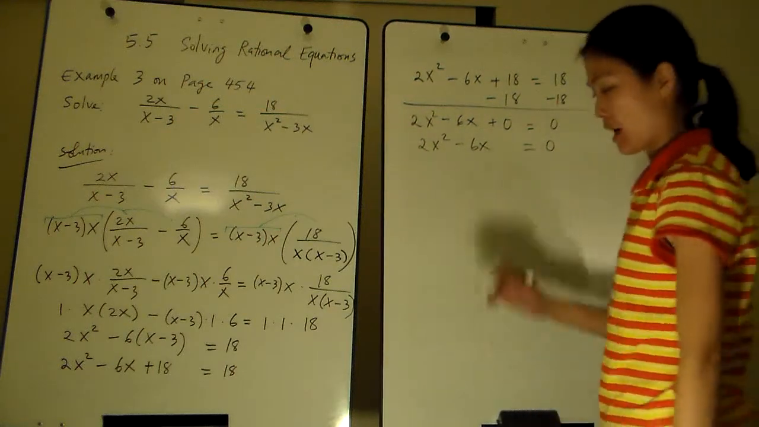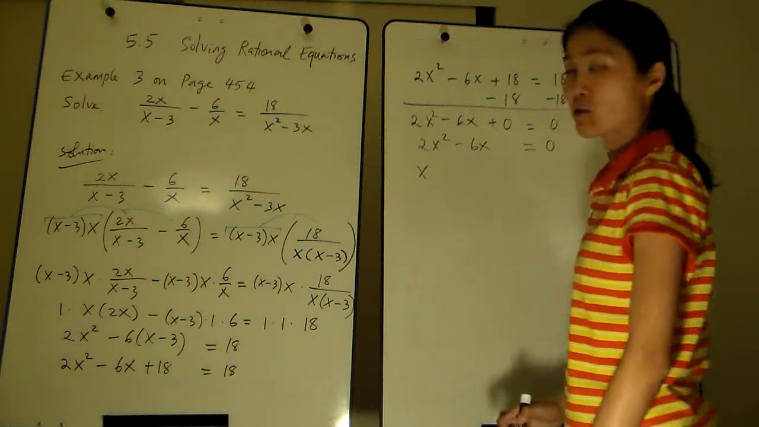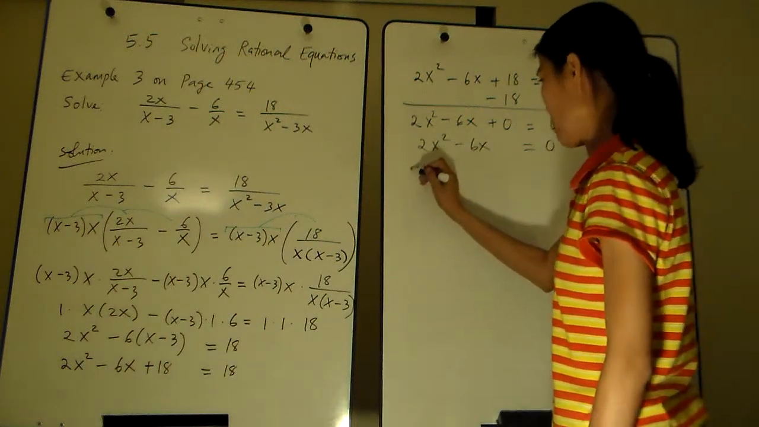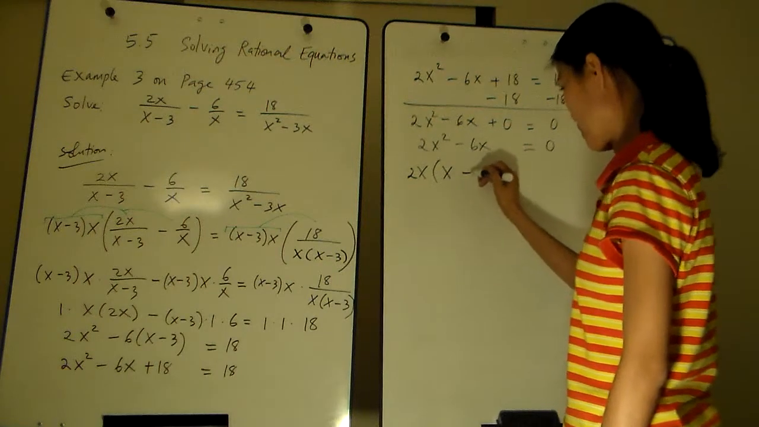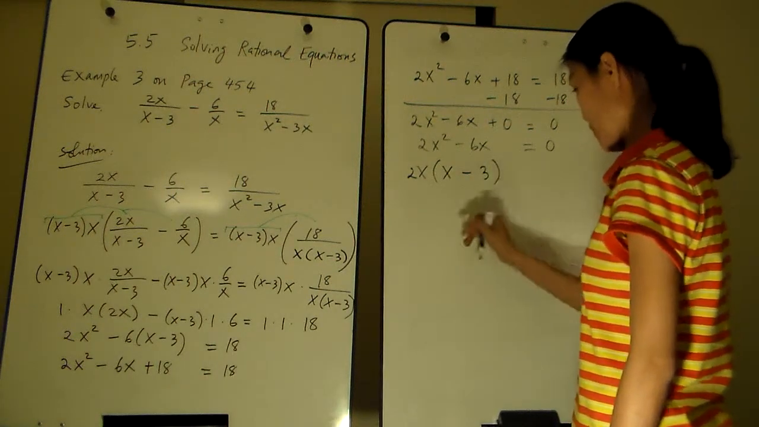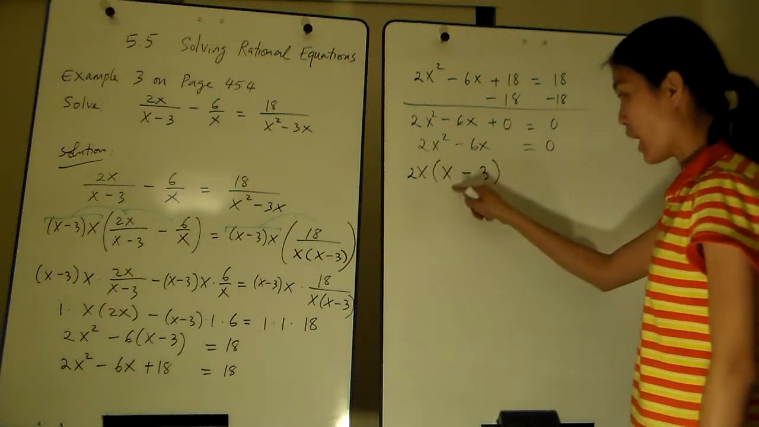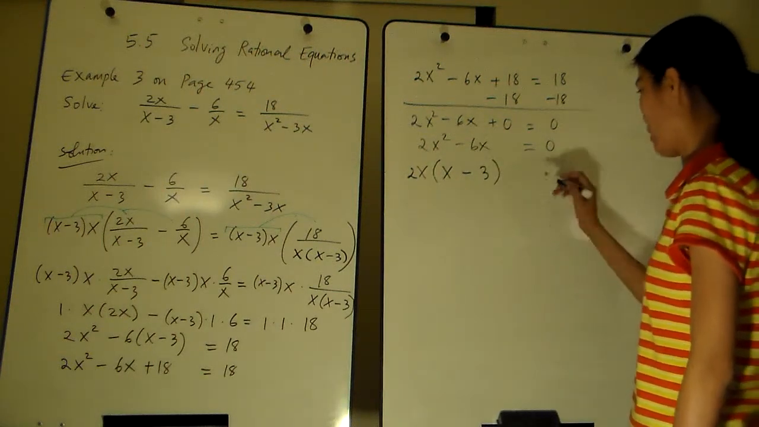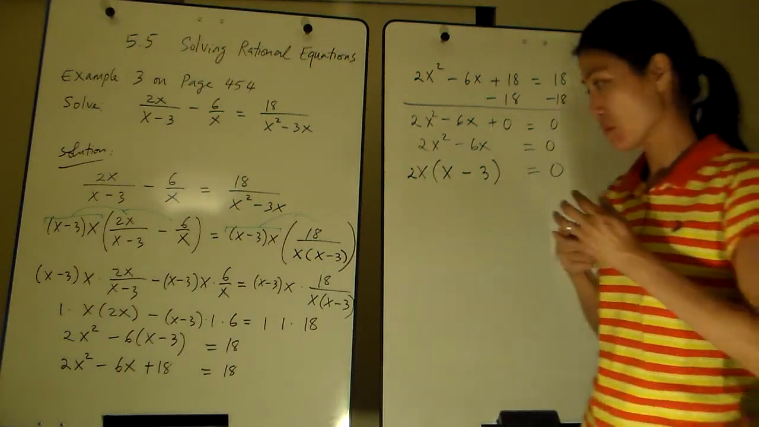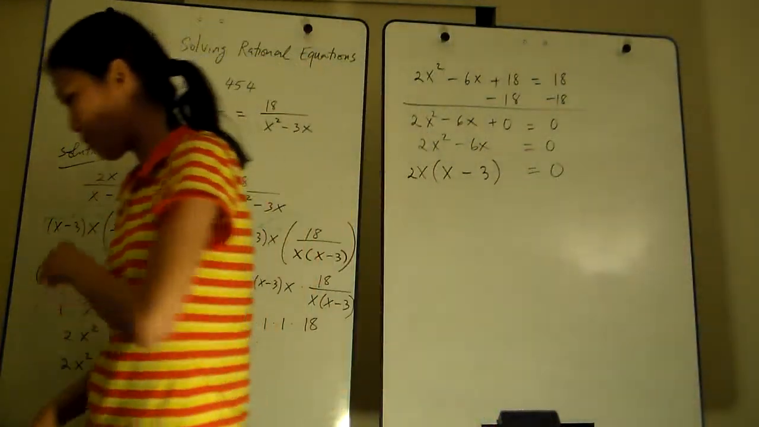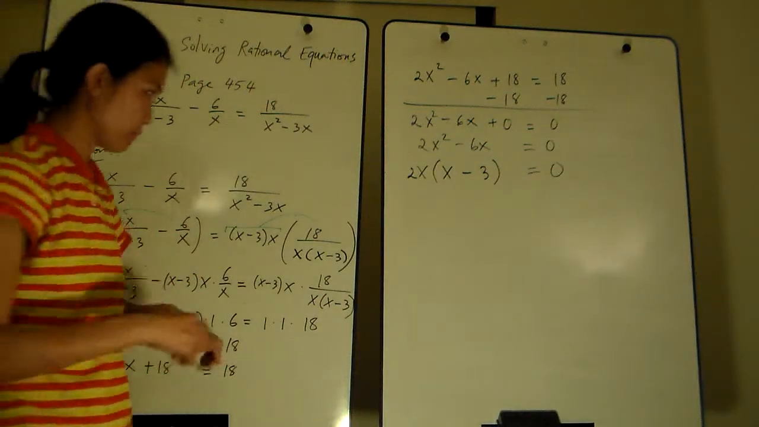x is a common factor, so you can factor out the x. Actually, you can also factor the 2. You have 2 and 6. 2 is a common factor. Factor 2x, you have x minus 3, because 2x times 3 is 6x, and 2x times x is 2x squared. Equals 0. Now using the principle of zero product, okay.